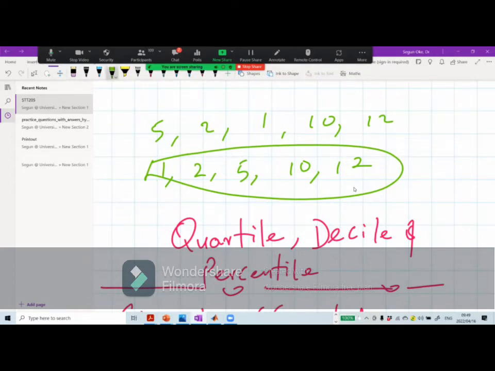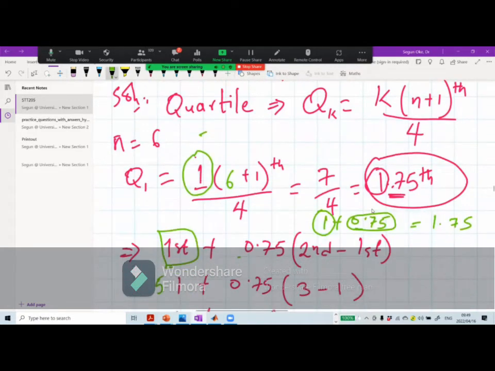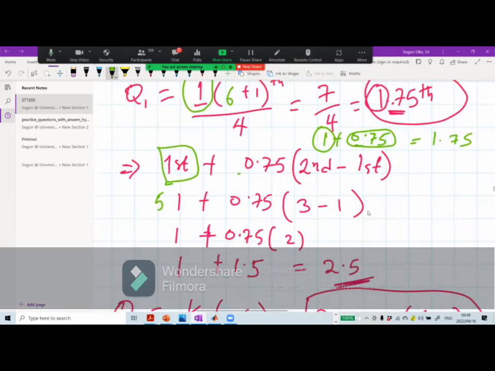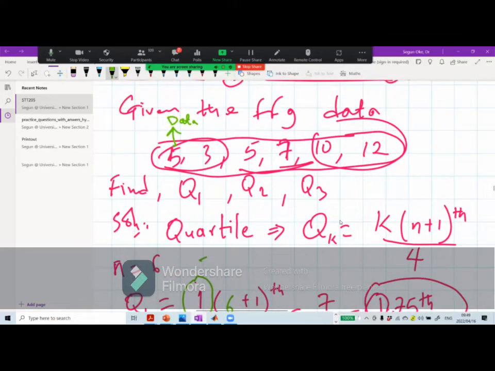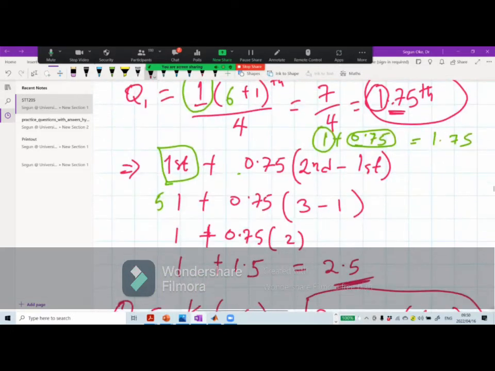In this case, my first data we all know is 5. But in the question you were given, the first data there was what? 1. The initial question is 1. So that is why we put 1 here. It's not because we are dealing with first.